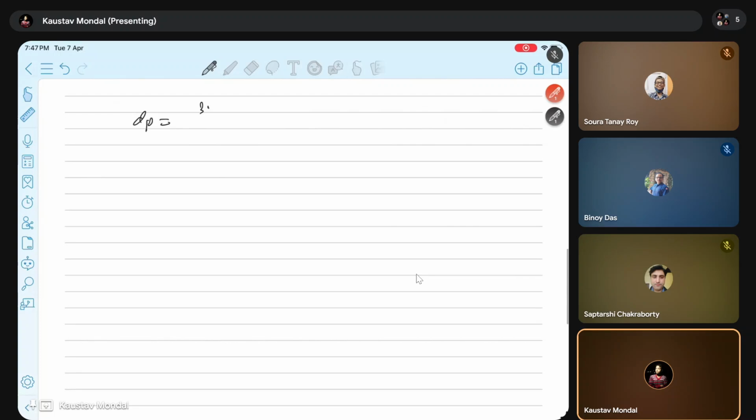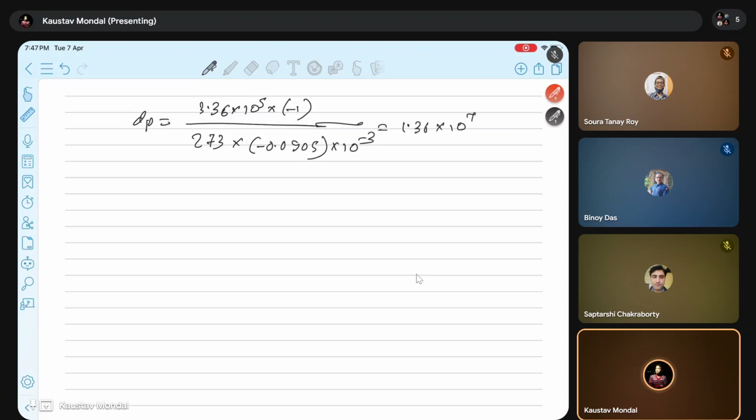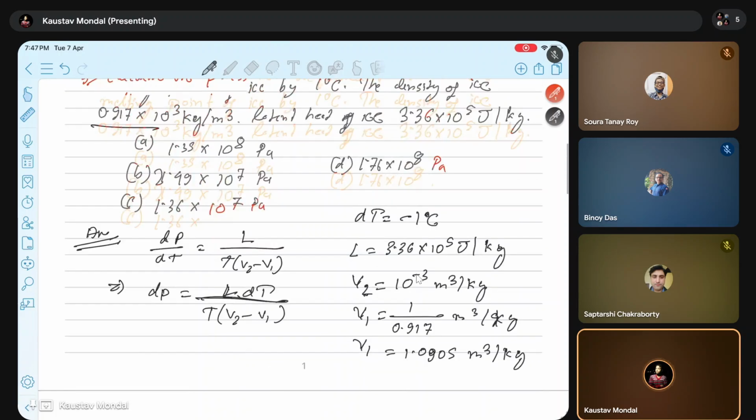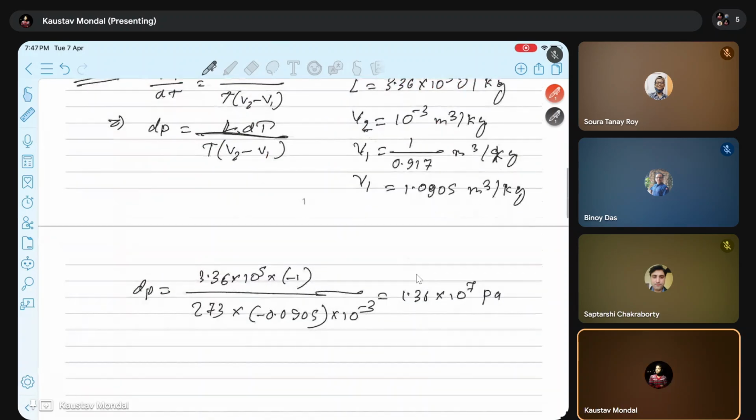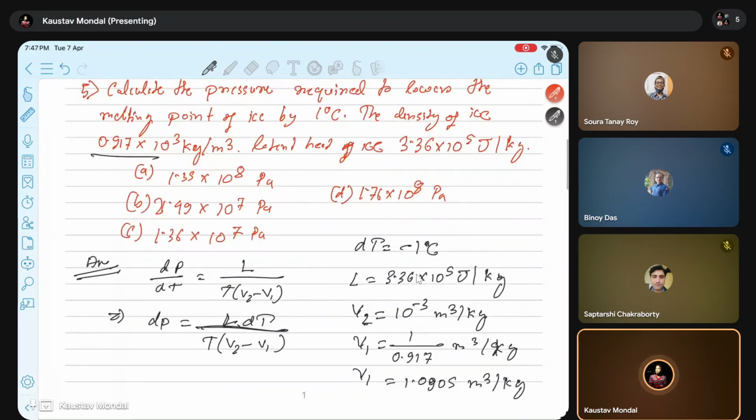So 3.36 into 10 to the power 5 into minus 1, divided by 273 into minus 0.0905 into 10 to the power minus 3. That would give you 1.36 into 10 to the power 7 pascals. This much change of pressure is required in order to bring down the melting temperature of ice by 1 degree centigrade.